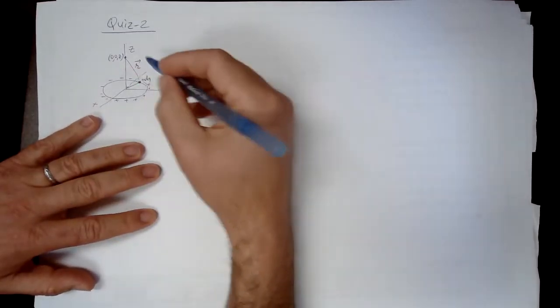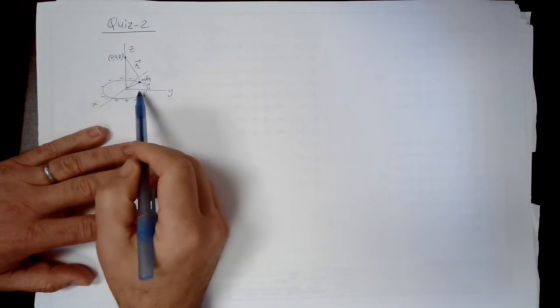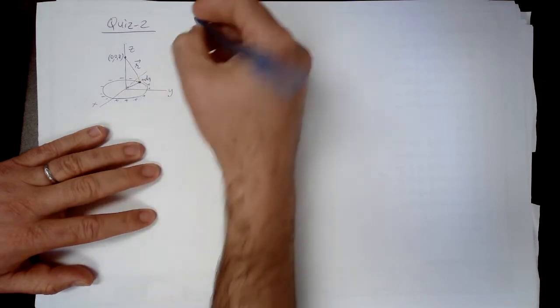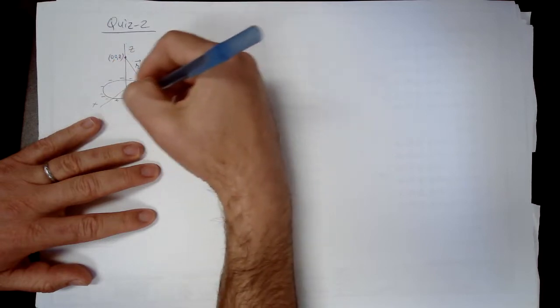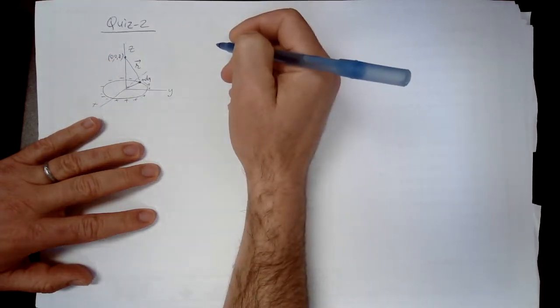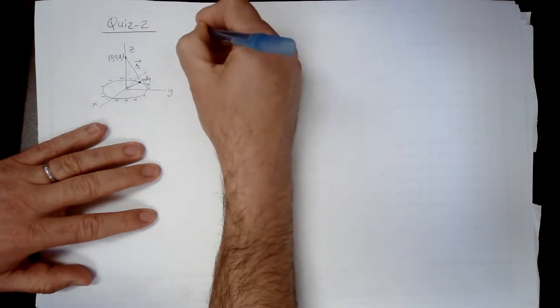All right, in quiz 2, this is the situation. We have charges on the XY plane, part of it positive, part of it negative. Lambda is given as lambda 0 from 0 to pi, and negative lambda 0 from pi to 2 pi. So this is my separation vector. So I need to just write it out.